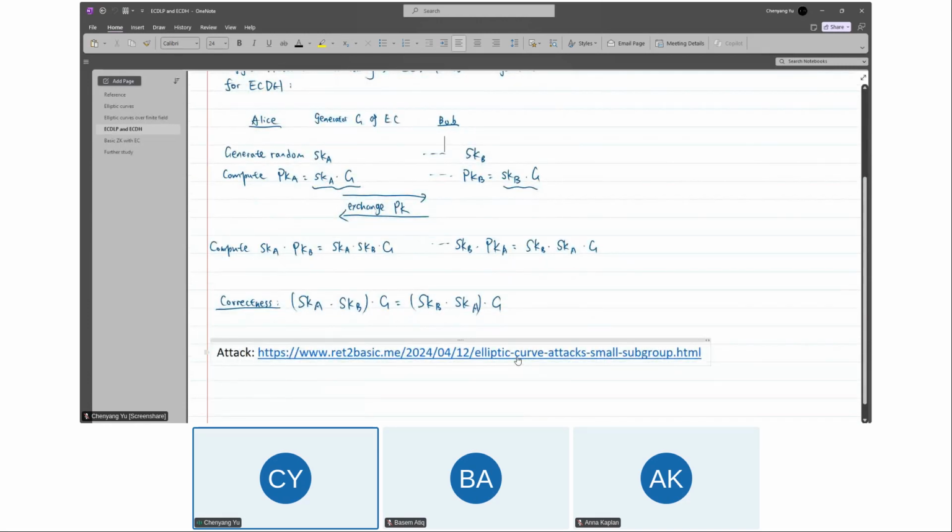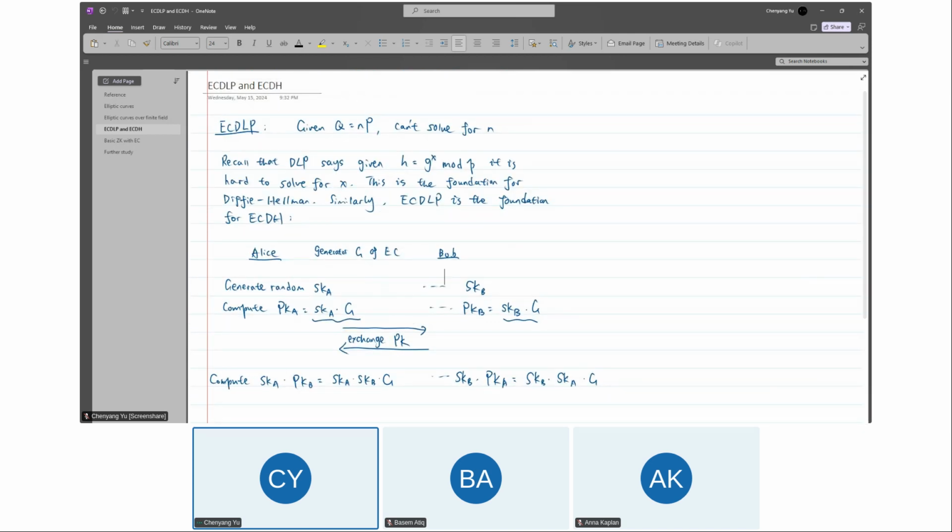Actually, I found this bug in an audit. A Web3 protocol, a pretty big name, but I can't reveal the name. I think it's under NDA or something. I found this bug in an elliptic curve library. Okay, this small subgroup attack, pretty interesting.